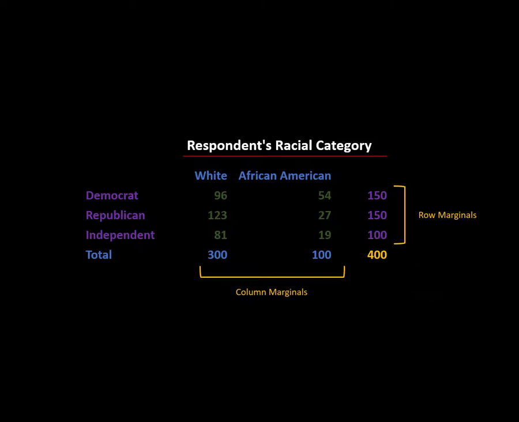So let's return to the question we started with. Does knowing a person's race help predict their political party affiliation? Well, as the table shows, there are more whites who are Democrats than there are African Americans, 96 as compared to 54. But of course, there are more white respondents overall. There are 300 compared to only 100 African American respondents. So clearly, looking at these counts doesn't make much sense. We need to look at percentages.